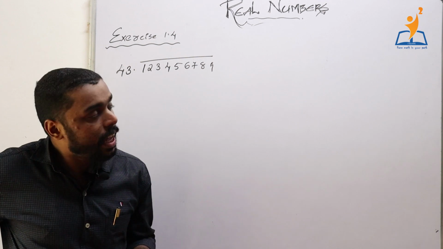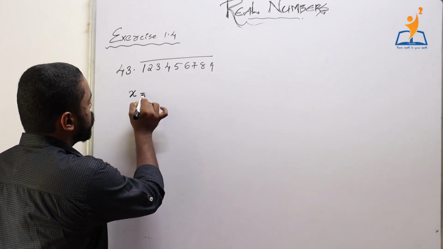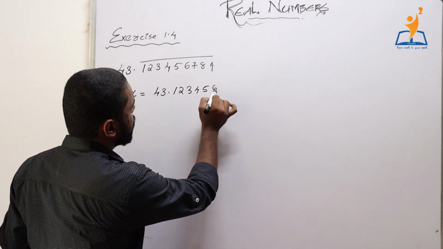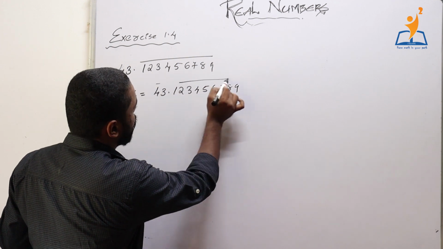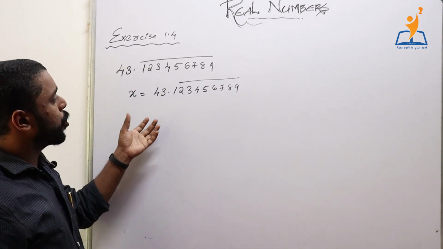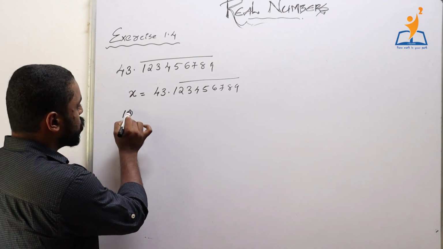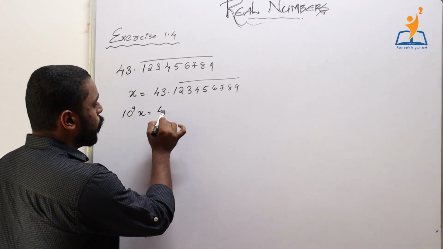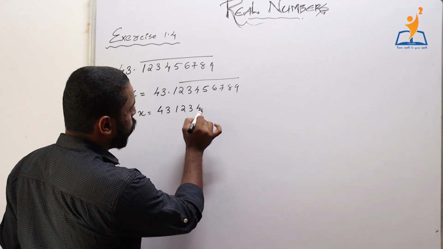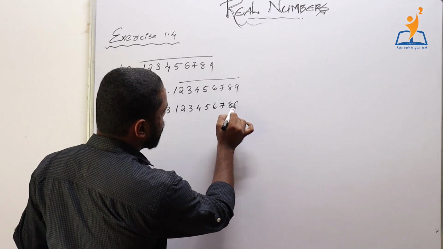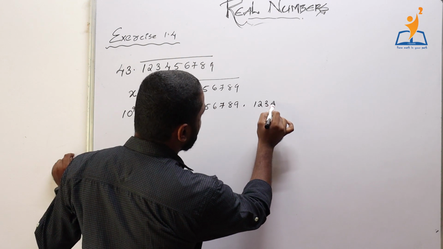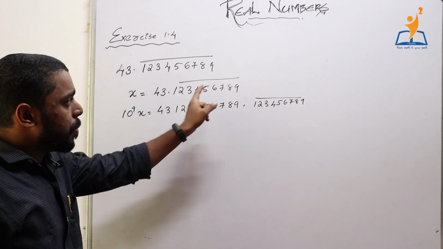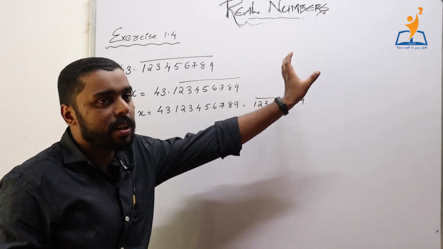First of all, we can represent this number as x. So x is equal to 43.123456789 bar. Now we are going to multiply this x with 10 raised to 9 on both sides. So 10 raised to 9 x is equal to 43.123456789 bar. See, actually bar means after this the same set will repeat like that.